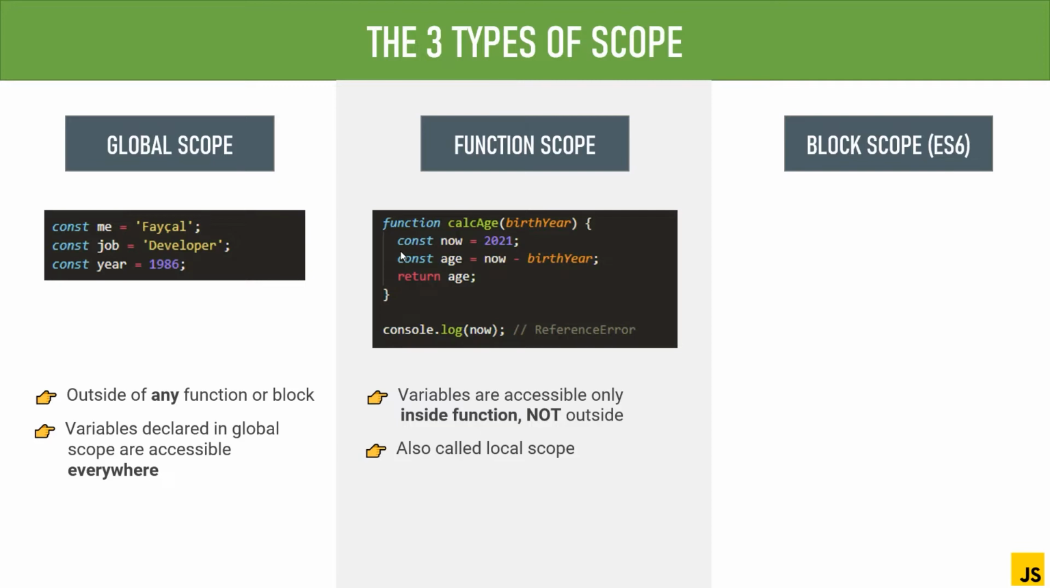Anyway, in this example here, the now variable is 2021 inside the calcAge function, and therefore we can use it in the function to do calculations.